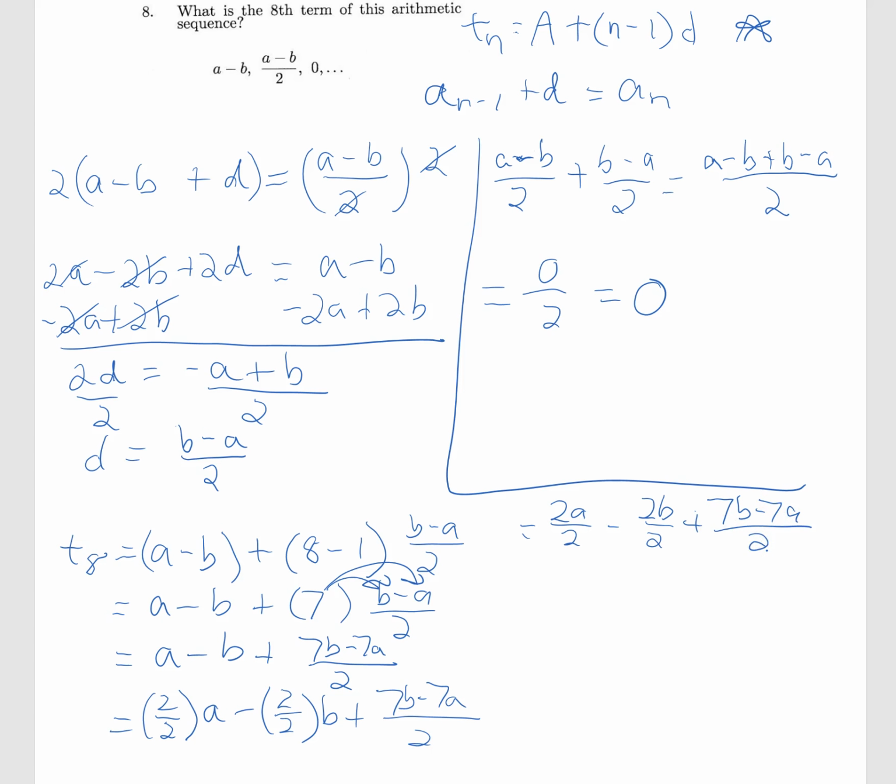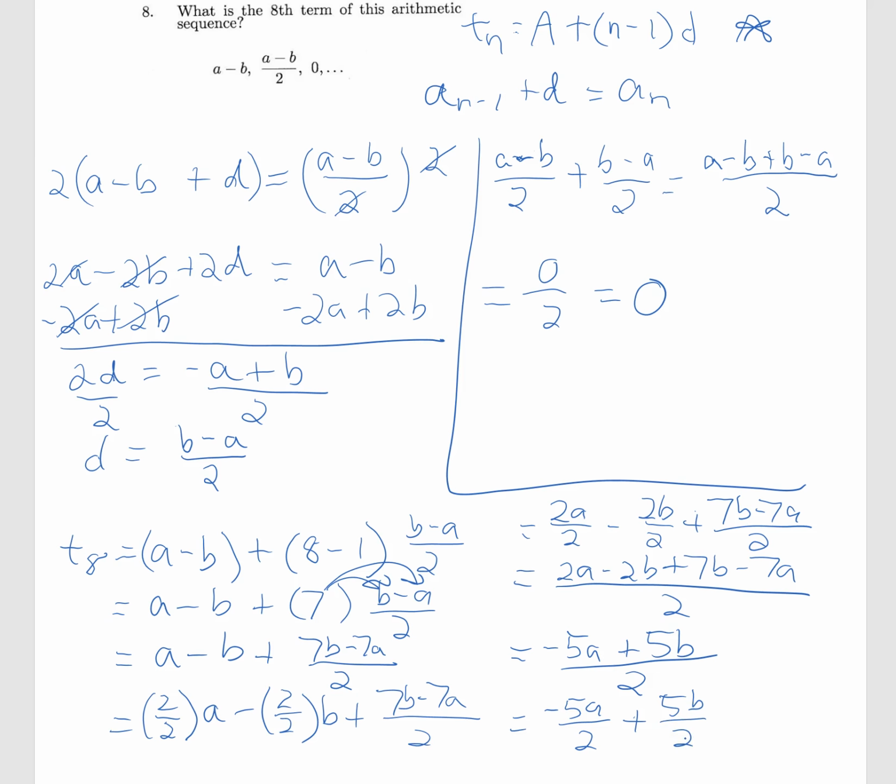So we can just combine all this into one fraction. This is going to give me 2a minus 2b plus 7b minus 7a all over 2. And I just combine my terms on the top of this fraction. So 2a minus 7a is going to be negative 5a. Negative 2b plus 7b is going to be plus 5b. And this is all over 2. The answer in the back is just split this up again into 2 fractions. So this is the same as saying negative 5a over 2 plus 5b over 2, which is our answer for the 8th term in this sequence.